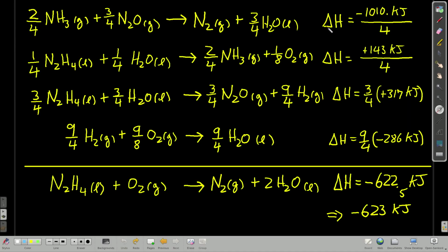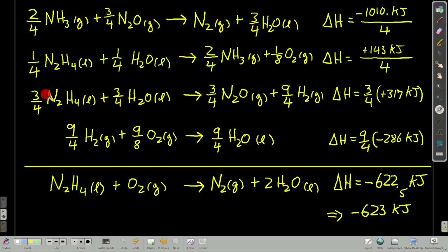That means I'm going to divide delta H by 4. Next, I notice that there is no ammonia in my target equation, and this first one here made me have ammonia on the left. So to cancel it, I want to have 2/4 ammonia on the right. So I took this equation and I flipped it and divided through by 4. And so that changed delta H from negative 143 kilojoules to positive, and I divided by 4. Next, I know I have hydrazine, N2H4, on the left-hand side of my target equation. This one here gave me 1/4 hydrazine. I need 3/4 more.